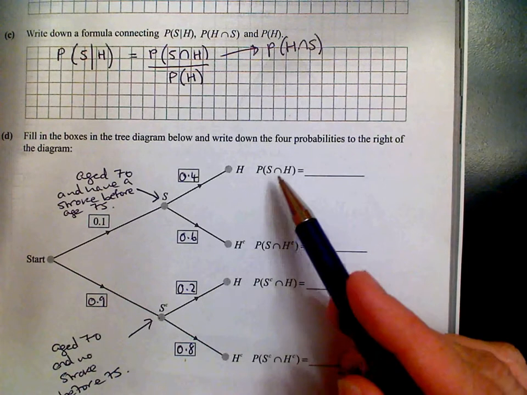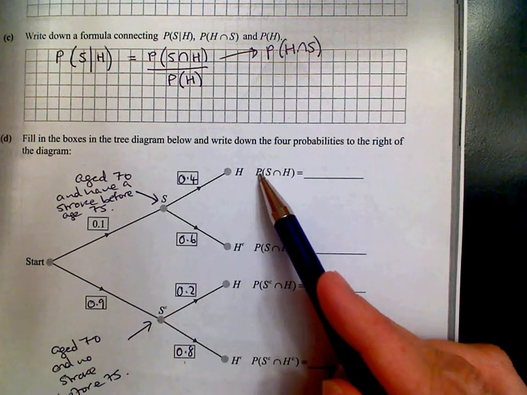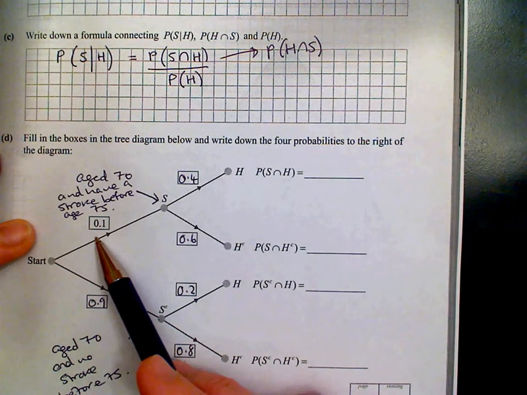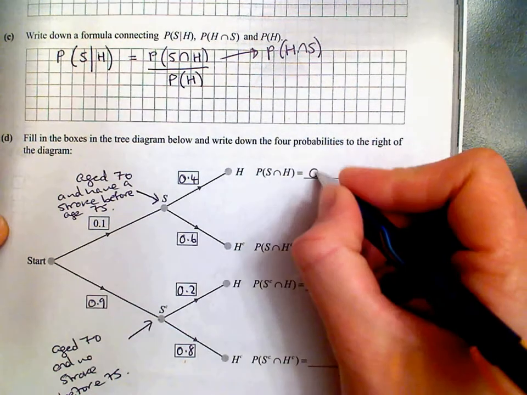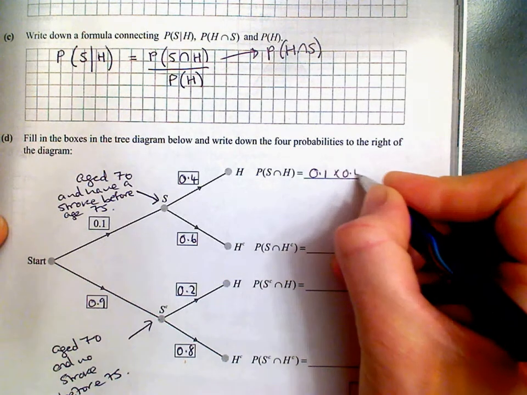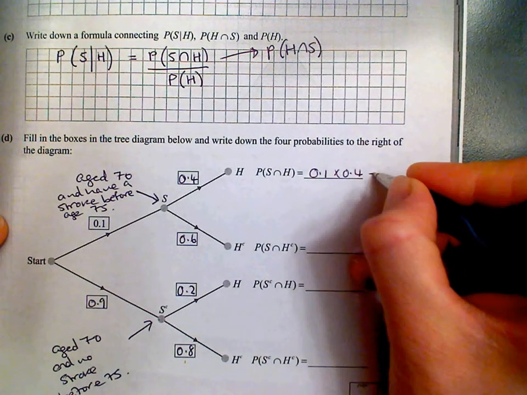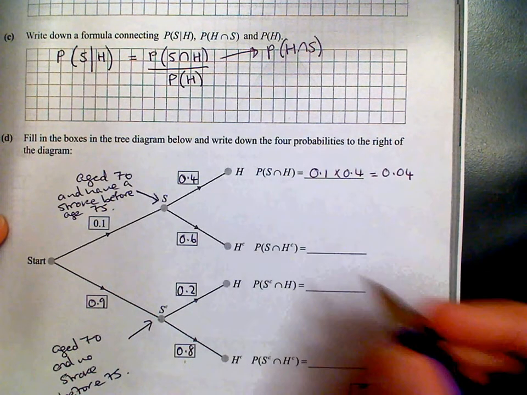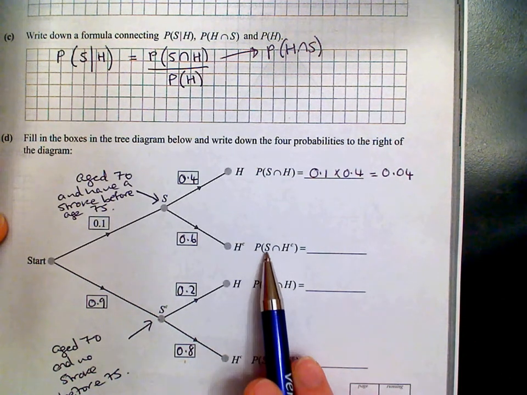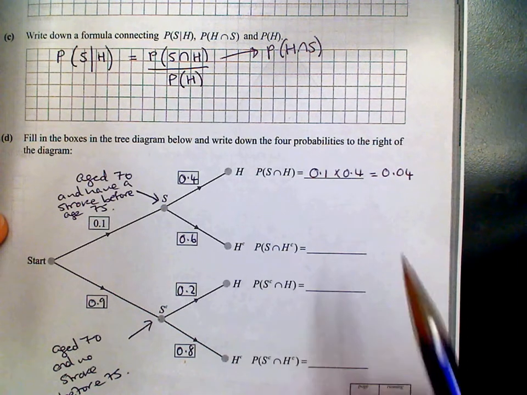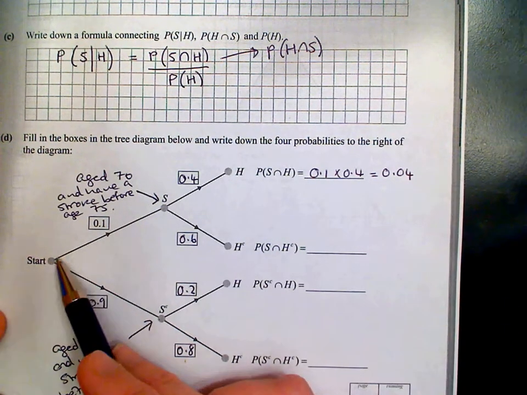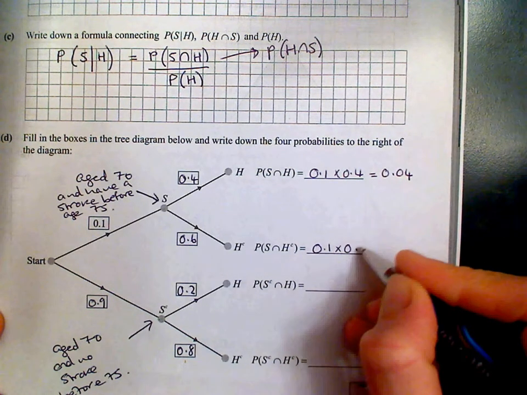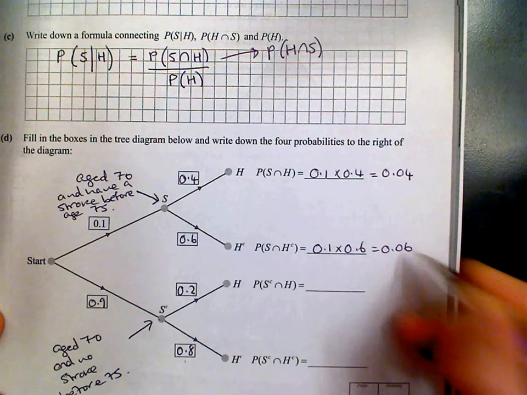So to the end of it, which is the probability of stroke and high blood pressure. So we have stroke and high blood pressure, which is 0.1 by 0.4, which is 0.04. That's our probability of stroke and high blood pressure. The probability of stroke and no high blood pressure, if we follow the branch, it's 0.1 by 0.6, which is 0.06.